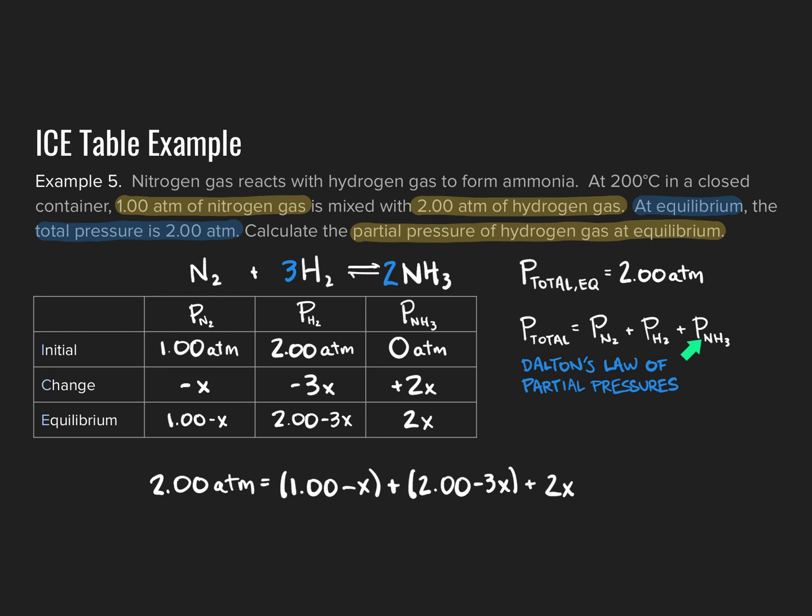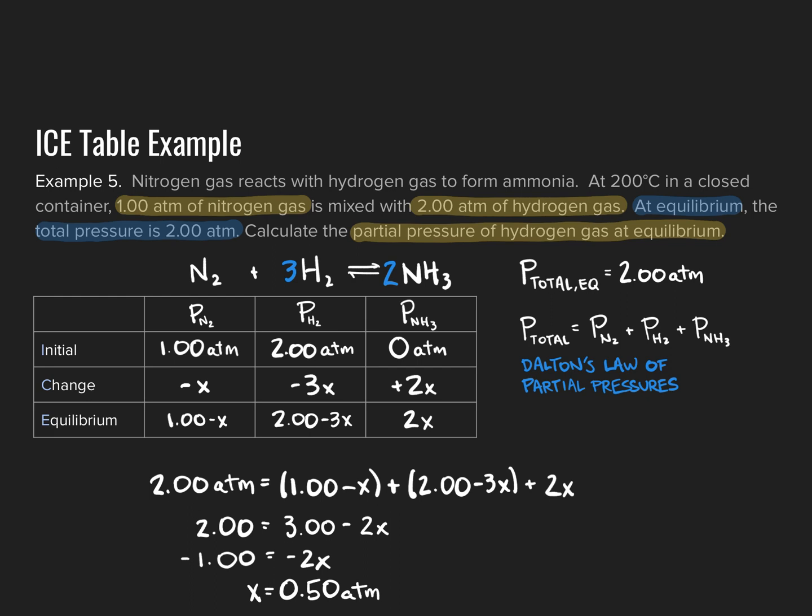And I'm now going to go ahead and gather my variables together here. So I've got 2 atmospheres is equal to, let's see, 1 plus 2 gets me 3 on the right-hand side there. And then minus X minus 3X plus 2X, combining all those together, yields an overall of minus 2X. So I get the expression now, 2 is equal to 3 minus 2X. And I'm going to go ahead now and just simply subtract 3 from both sides, yielding minus 1 is equal to minus 2X. Or the X value here is equal to 0.50 atmospheres. All right, so we've got an X value.